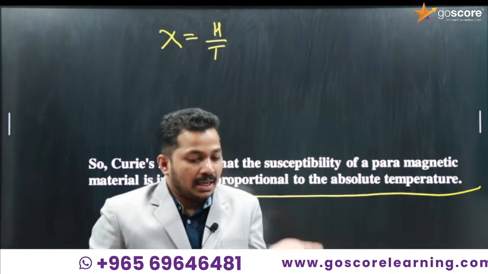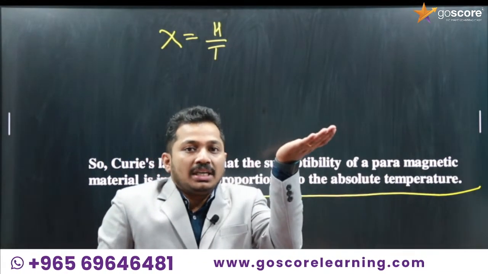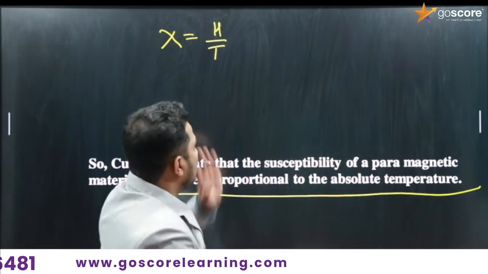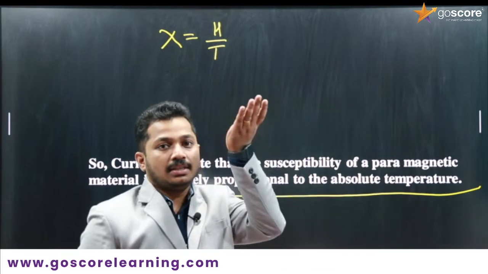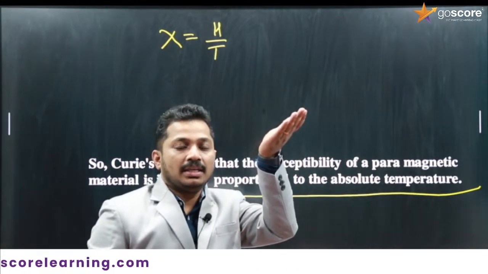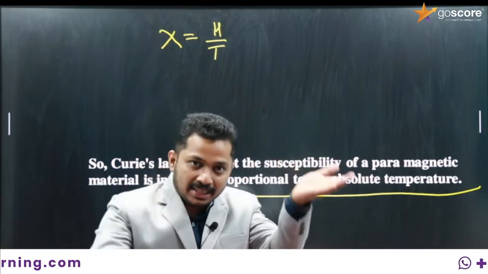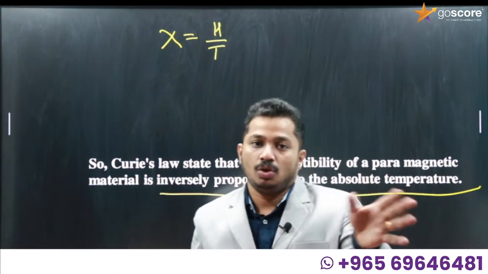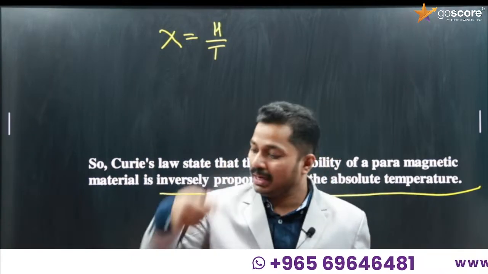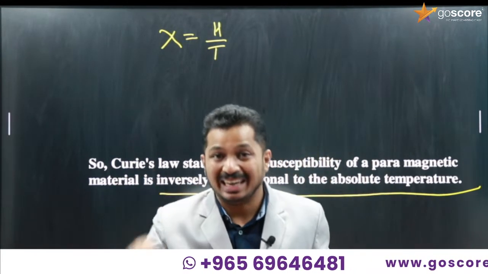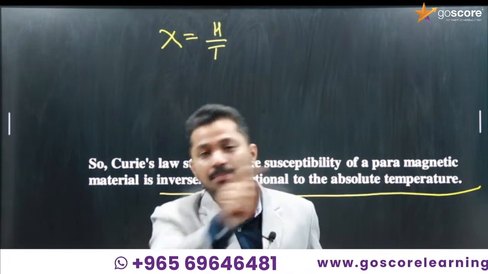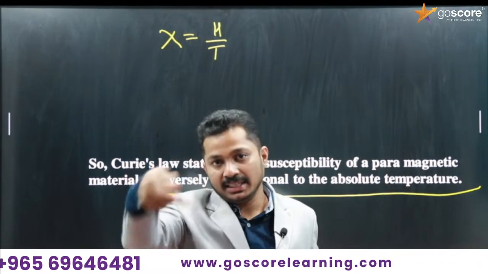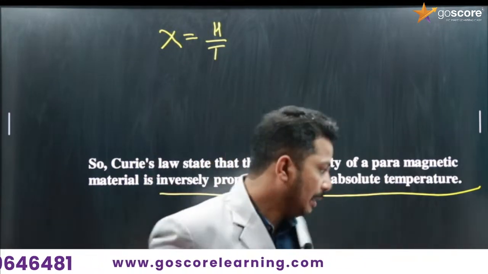Okay, so as temperature increases, the susceptibility of a paramagnetic material decreases. That's why it is inversely proportional. This is the behavior of paramagnetic material with temperature, or the dependence of magnetic properties of a paramagnetic material on temperature. Its magnetic susceptibility decreases with temperature.